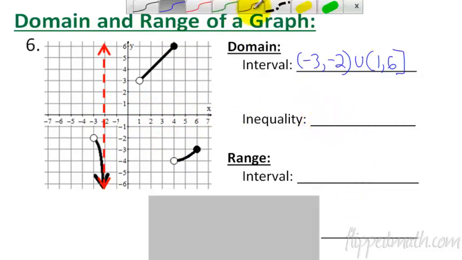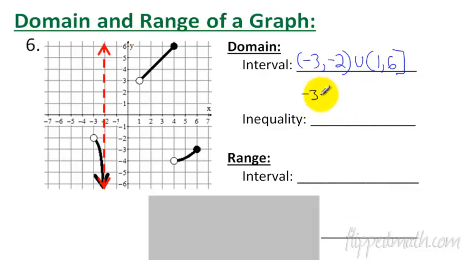All right, now how do we do inequality? We're going to have two statements. We'll say negative 3 is less than x, which is less than, just less than negative 2. And we also have 1 less than x, which is less than or equal to 6. So once you have the interval notation, you just kind of step by step write out the inequality notation.